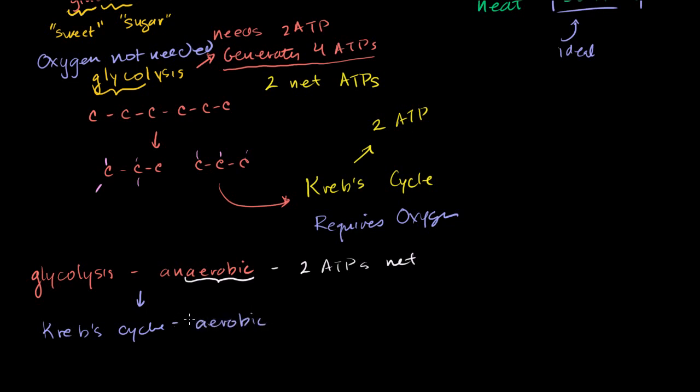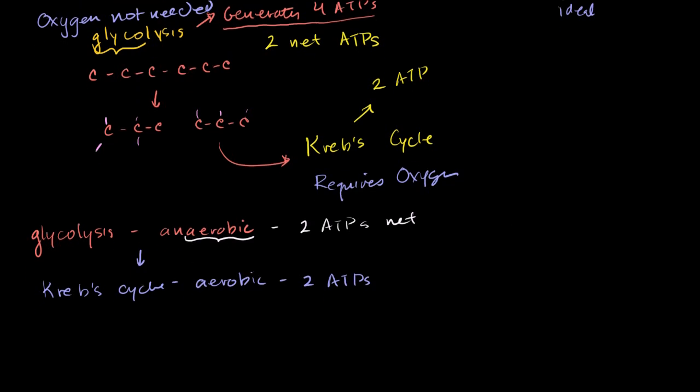It requires oxygen to be around. And then this produces 2 ATPs. And then this is the part that, frankly, when I first learned it confused me a lot, but I'll just write it in order the way it's traditionally written.